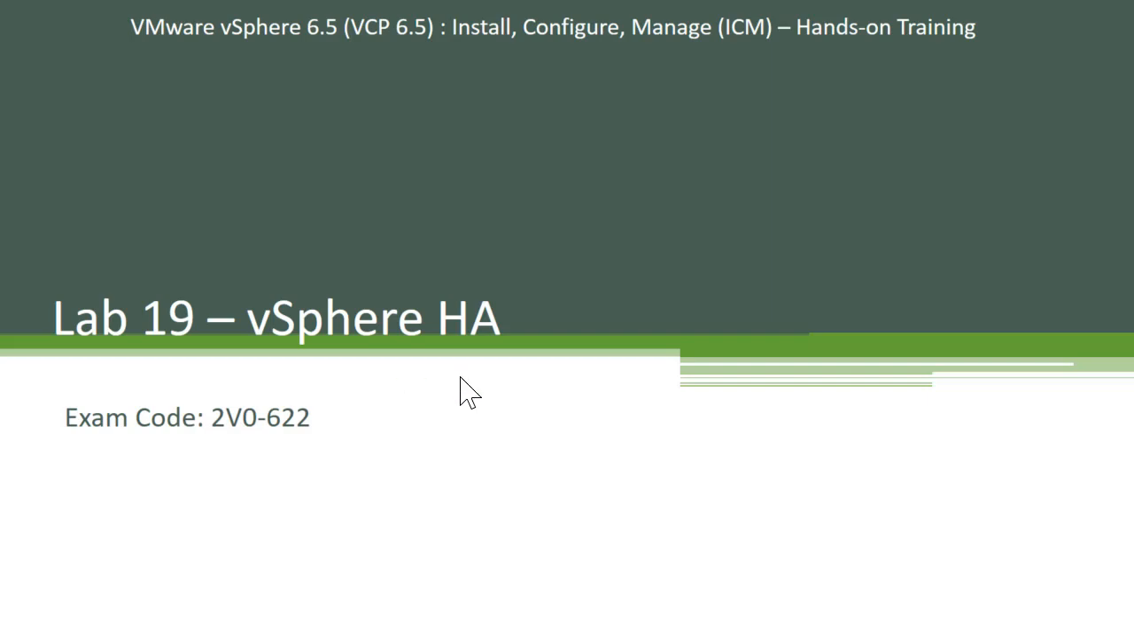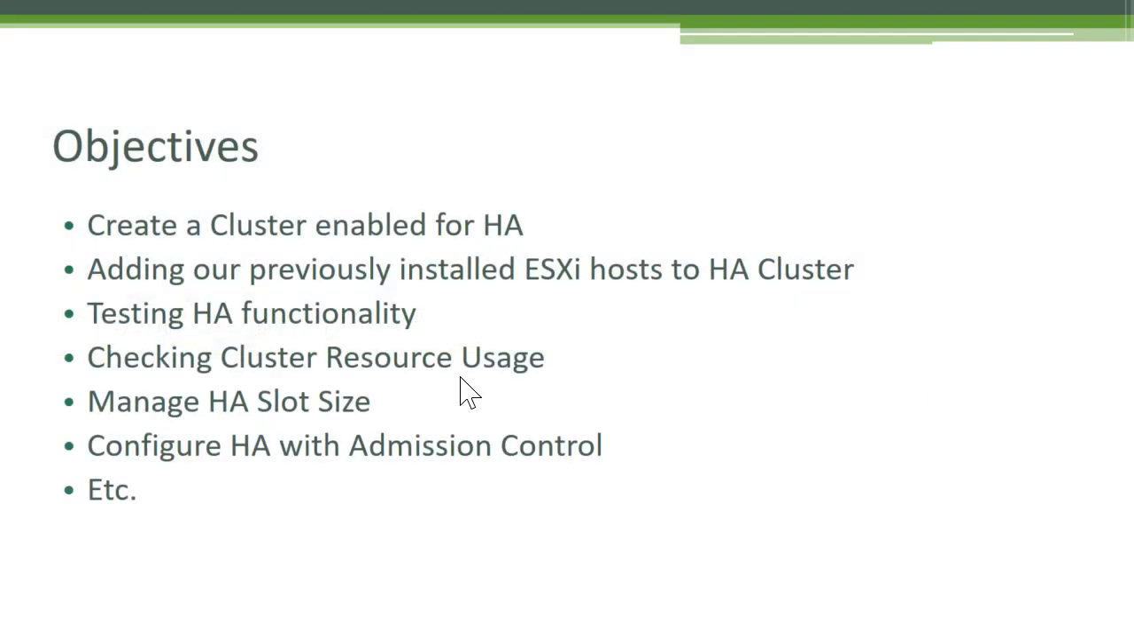These are the topics we'll cover in this lab. We'll create a vSphere HA cluster. Later on, we'll add our previously installed ESXi hosts into this high availability cluster, and we will run those two ESXi hosts in an HA mode. Then we'll carry out some HA functionality testing. Then we'll take a look at some of the resource usage around our HA cluster.